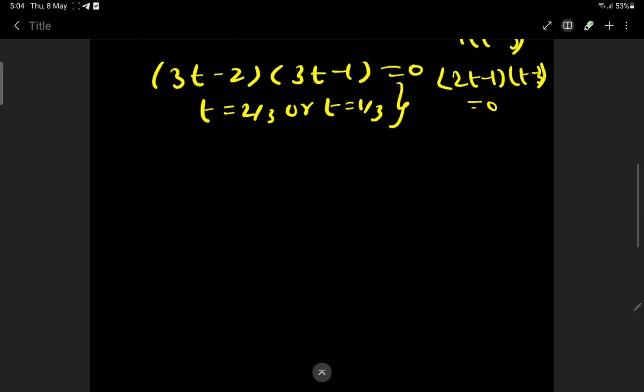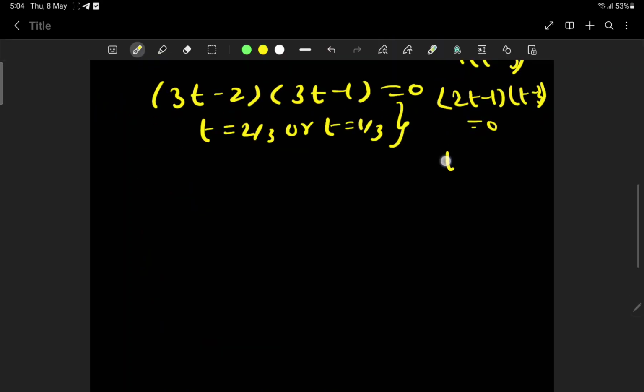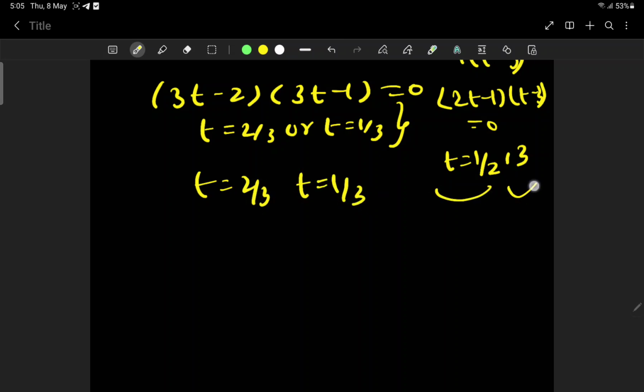Now for this one, t is equal to 1 by 2 and t is equal to 3. Okay, now here it is t is equal to 2 by 3 or t is equal to 1 by 3. The question could have been even more difficult, provided that one of the t's could have been negative. That's the reason, because he just asked the number of solutions for this one. So how can we approach now?